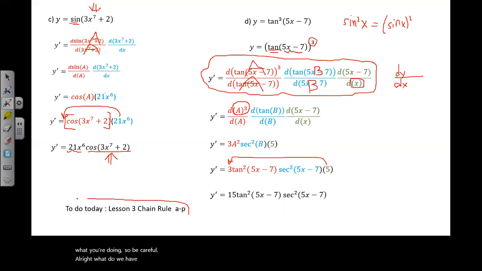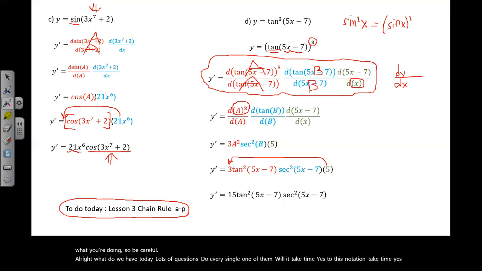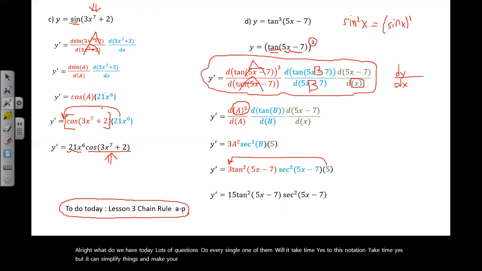All right, what do we have today? Lots of questions. Do every single one of them. Will it take time? Yes. Does this notation take time? Yes. But it can simplify things and make your life easier. So you might be a little bit frightened. This is kind of new. Take your time. It gets better, but really learn.